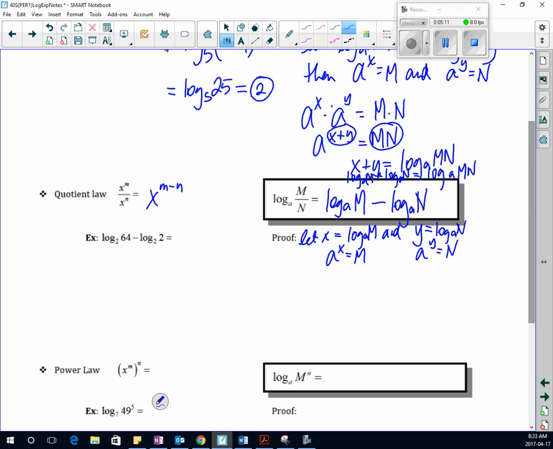Yes? Now I'm going to divide. So I'm going to have a to the power x divided by a to the power y. And that's the same thing as m divided by n. Everybody agree?